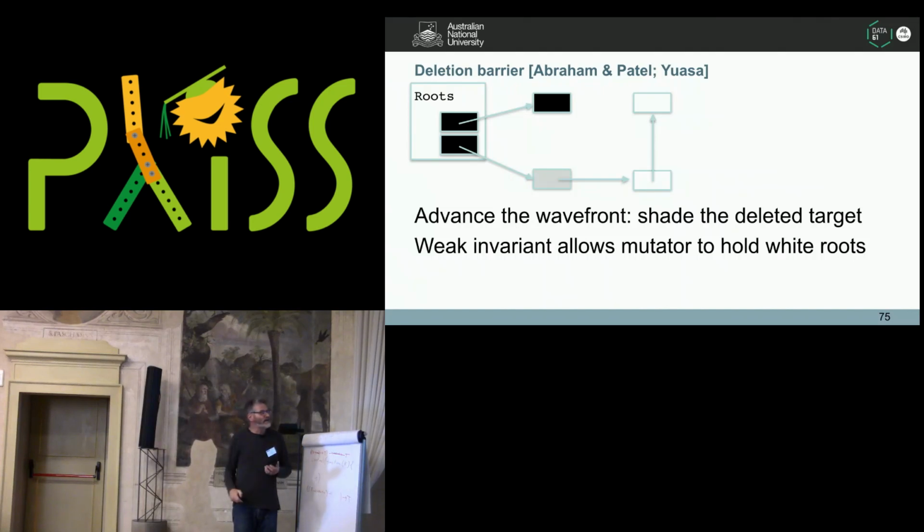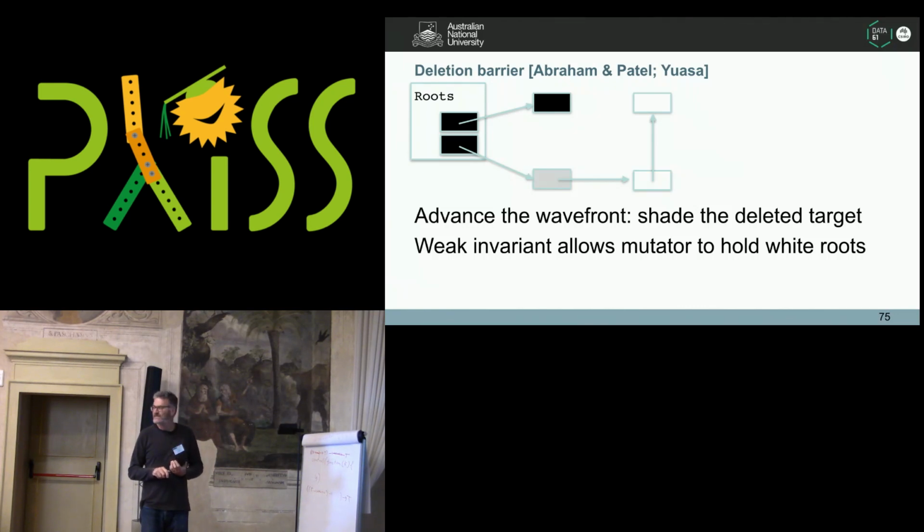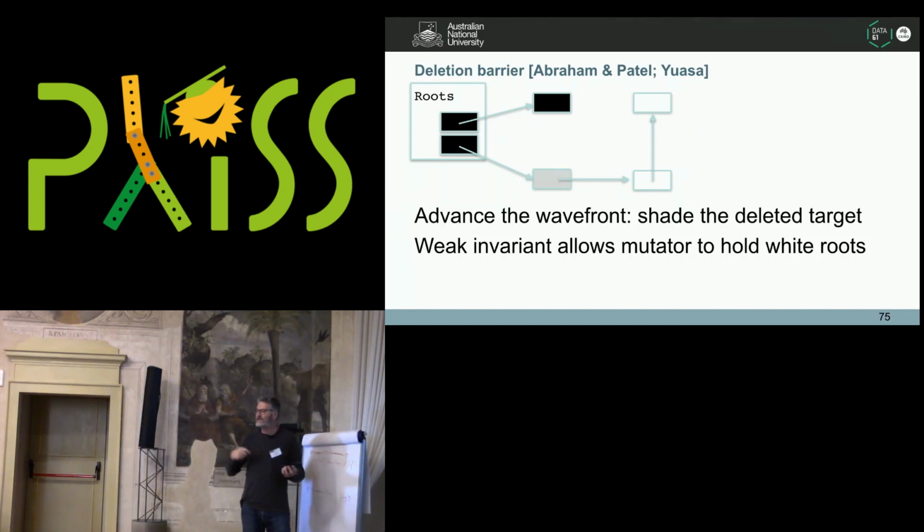All right, so again, this is an advanced wavefront technique. But what we're going to do is when we perform an update, we're going to shade the deleted target. So if we have a reference to a white object and that reference is deleted from some object in the heap, we're going to change that white object to gray. And this preserves that invariant that every gray protected object remains gray protected, perhaps by itself, by making it the gray object. So we can just run through this scenario here. Suppose we load that white reference and we store it into the black object. Note that this is allowing the mutator to see white references.